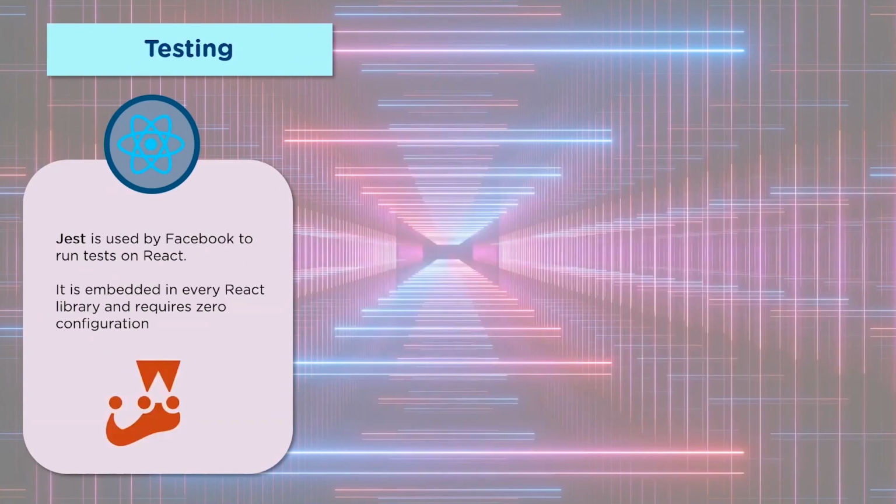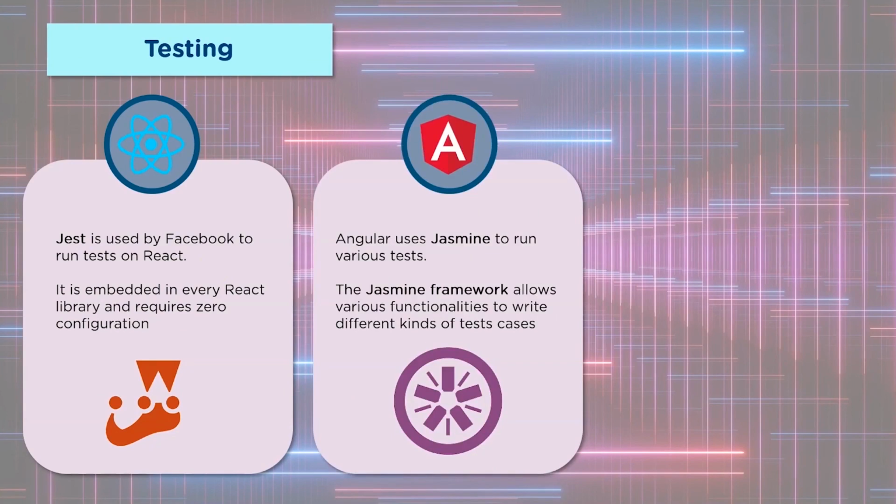Now Jest is a framework or an API that is developed by Facebook and is used to run tests on React applications to ensure that they are bug-free. Now it is embedded typically in every React library and requires zero configuration. Now Angular, on the other hand, uses the Jasmine framework. Now this framework allows various functionalities to write different kinds of test cases. This also ensures that the application is error-free.